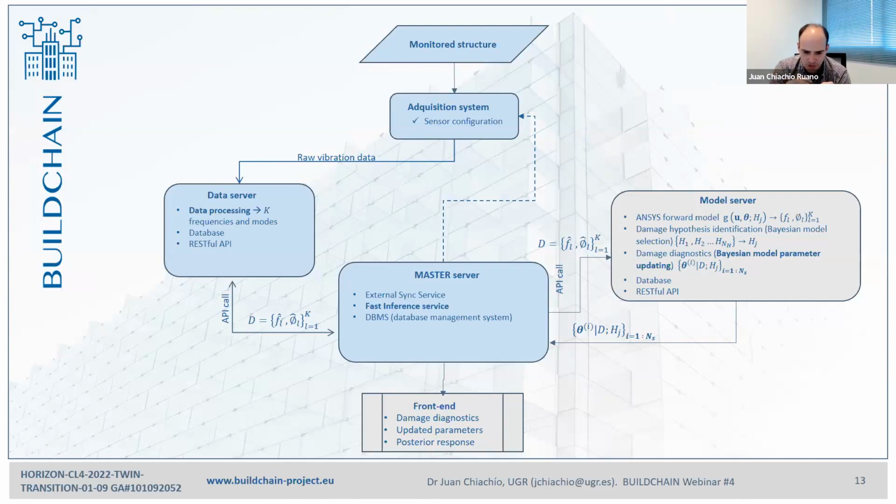Once we cross-check this information with the model, we understand whether or not there is something new in the structure, and this updated information is pushed down into the master server, which produces the information in a front end, or just pushes this information into the BUILDCHAIN platform. So this is, let's say, the big picture of the digital twin technology in the context of BUILDCHAIN.